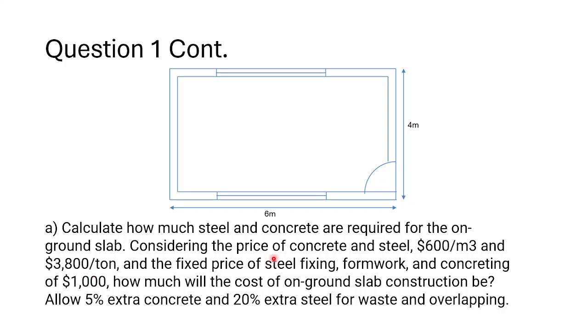The fixed price of the steel fixings, formwork, and concreting is $1,000, and the question asks how much the cost of that on-ground slab will be. Allow 5% extra concrete and 20% extra steel for waste and overlapping. In an exam, this is just something additional you put in, but in real life, this is one of the most important bits because you don't want to order too little. It's okay to order a bit too much, because if you order too little, then you might have a wonky shaped slab, and once it hardens, you might have to break it again.